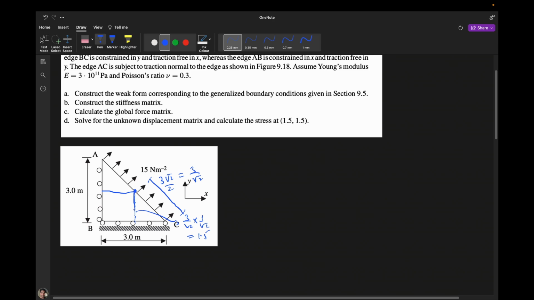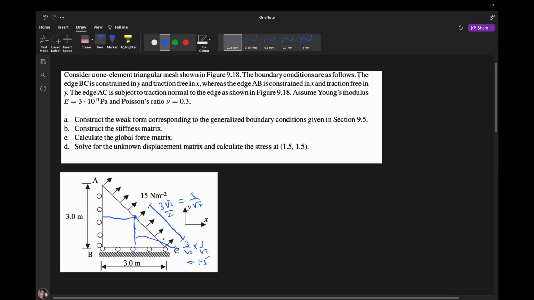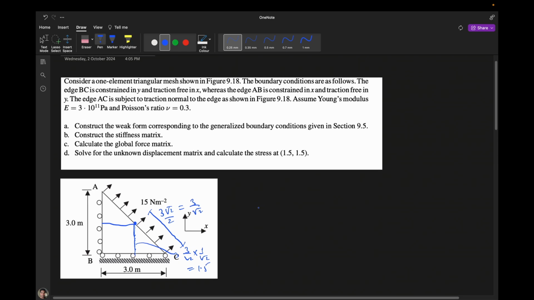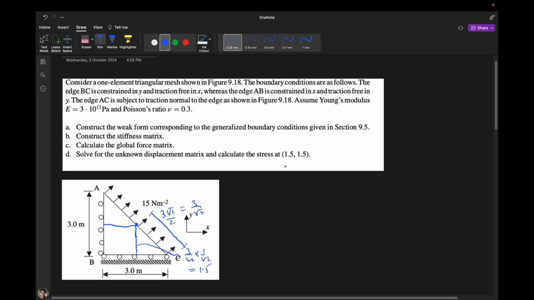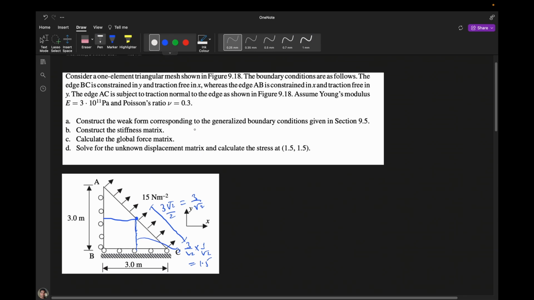But we don't have to create a mesh because this is already a mesh, and by using the interpolation we have to find the stresses at point 1.5, 1.5. So first let's see what it is saying.